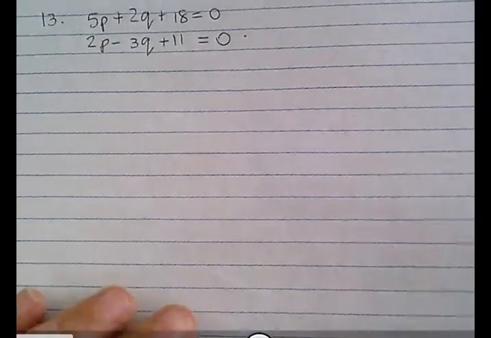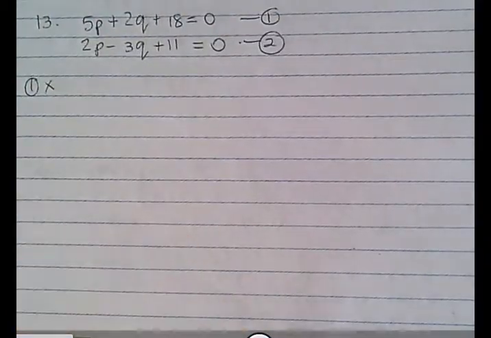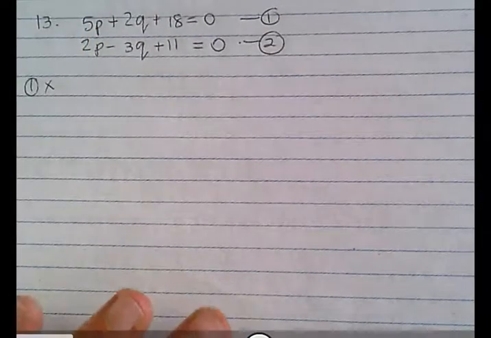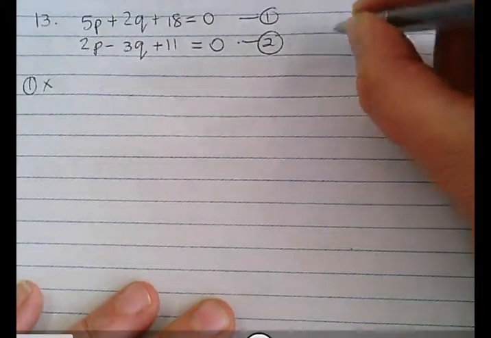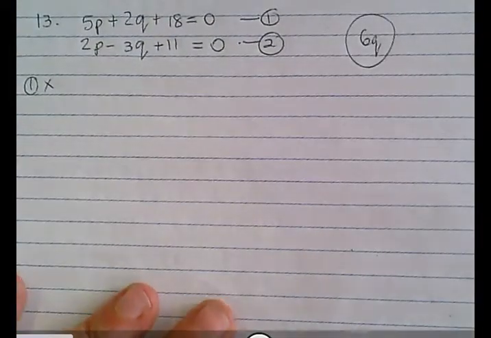Solve these two simultaneously, equation 1 and 2. I'm going to go for the 6 q's. I'm not going to multiply by 2 and 5, I'm going to multiply by 3 and 2. So equation 1 times what? So maybe over the side, this is what we want, 6q. That's what we're aiming for. So equation 1 times 3.